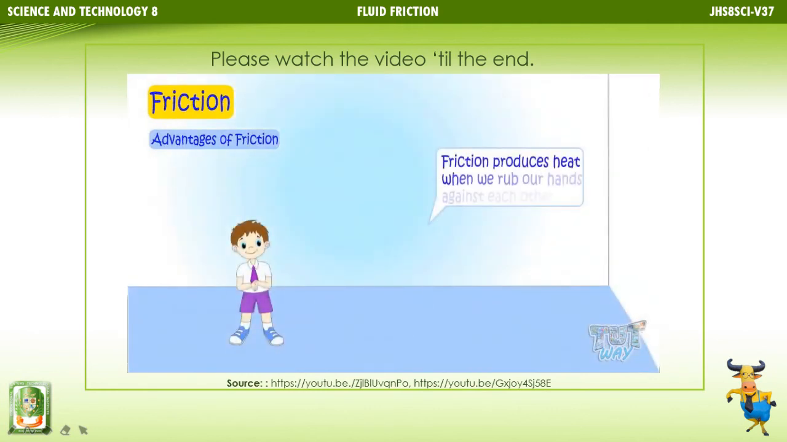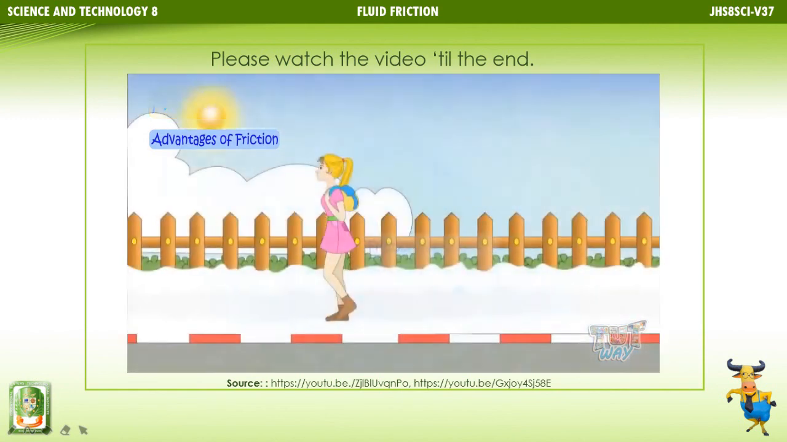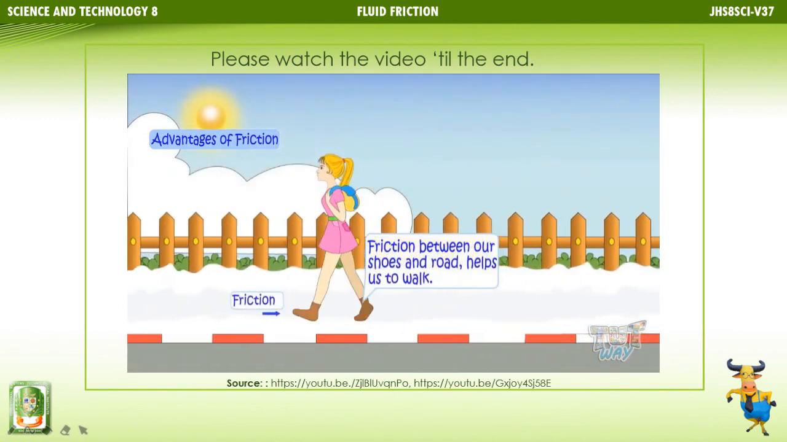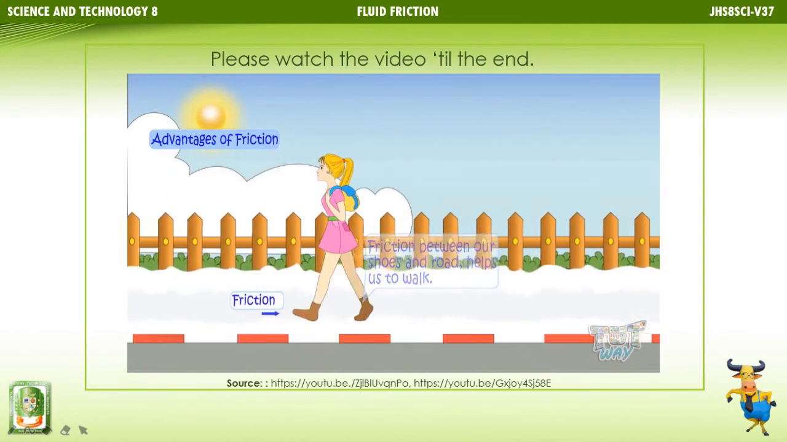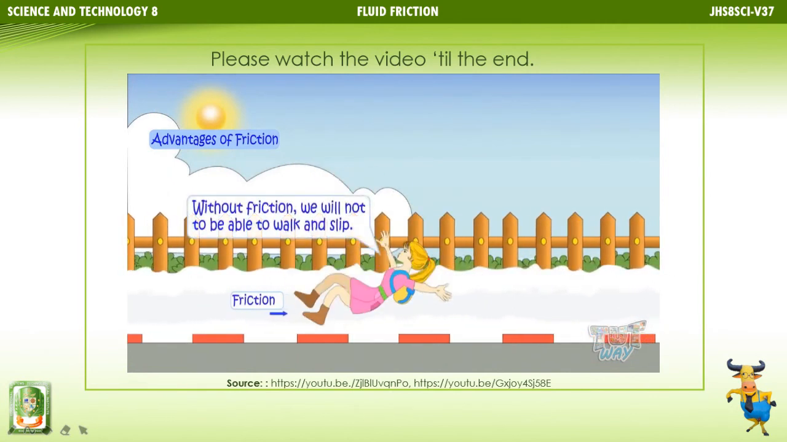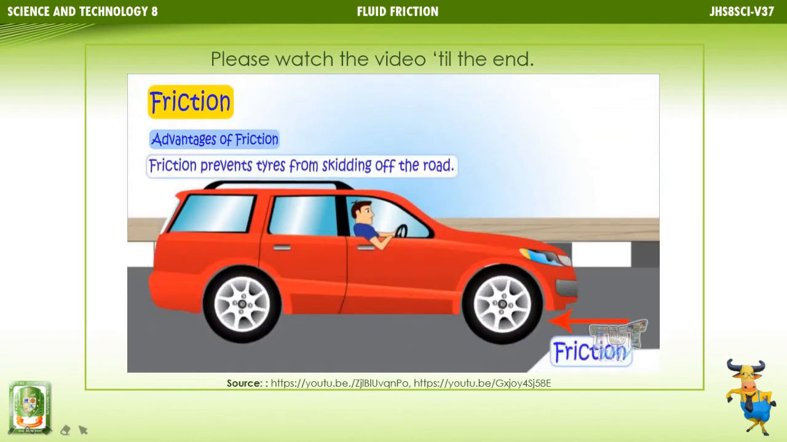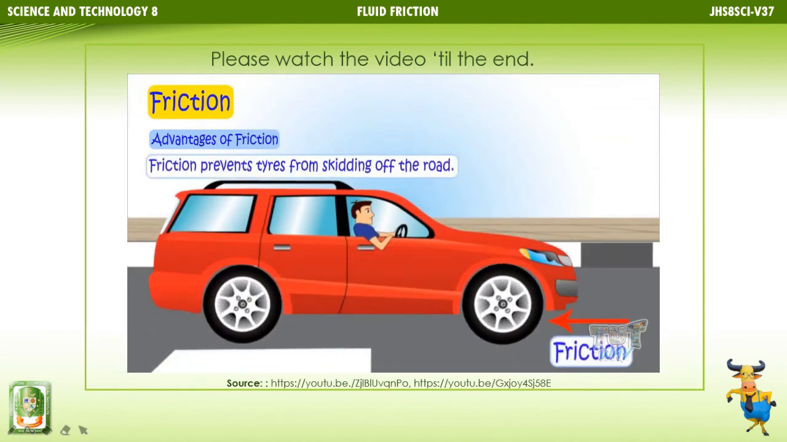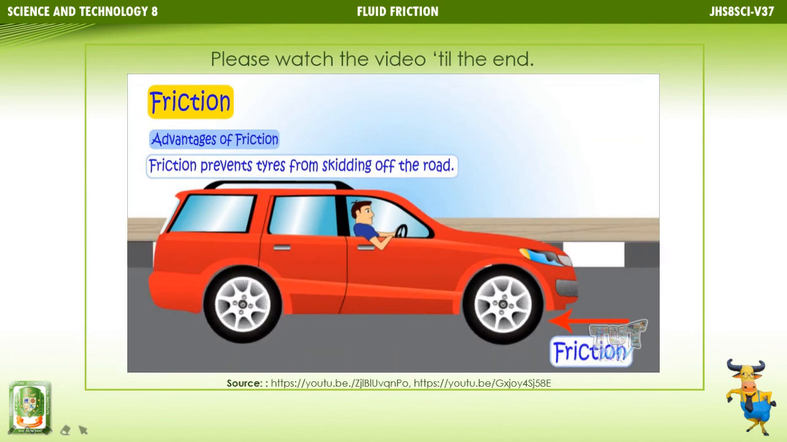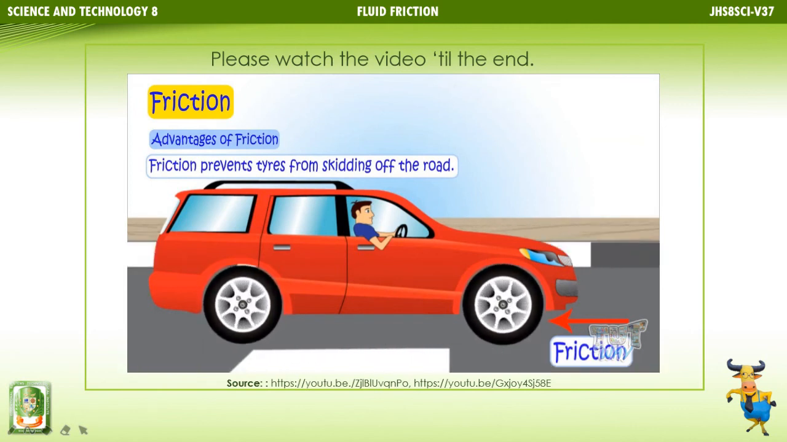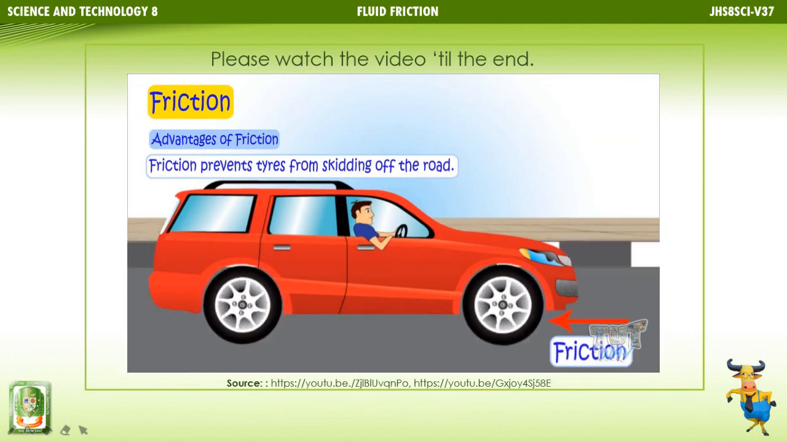Friction also produces heat. When we rub our hands, it produces heat, which warms our hands. Friction between our shoes and road helps us to walk. Without friction, we will slip or fall. Friction helps to prevent the tires from slipping on the road because wheels need friction to have grip on the road and move forward. This is the reason the tires have grooves to produce sufficient friction.